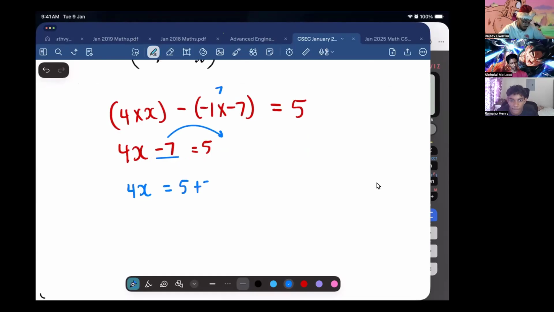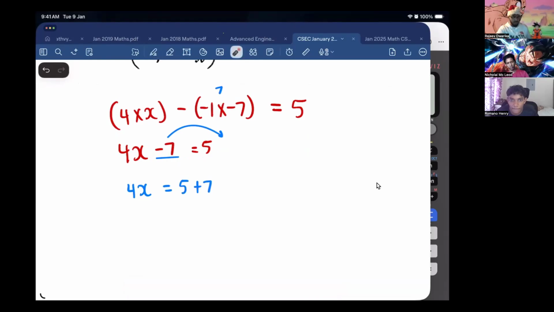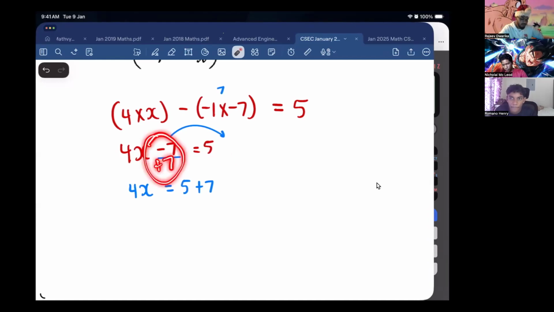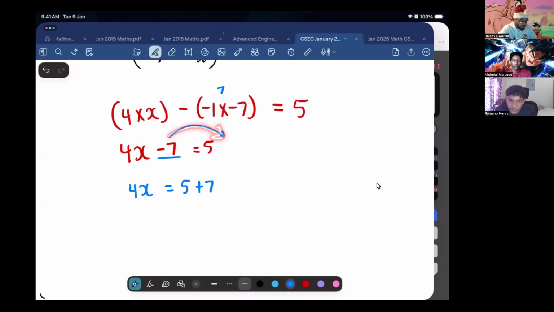Positive 7. Right. And another way to think about it, Nicholas: if you want to get rid of minus 7, what is the opposite of minus 7? Change it to positive. Think about it: what's the opposite of taking away 7? Adding. So if I add 7 to both sides, what's going to happen with the negative 7 and the plus 7? It will cancel out. Exactly. That's how this trick comes about.